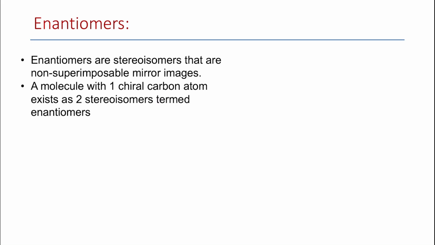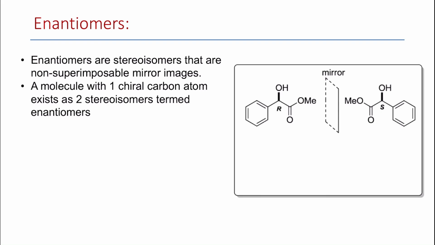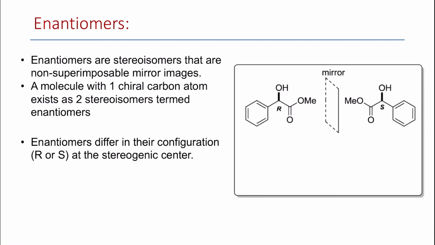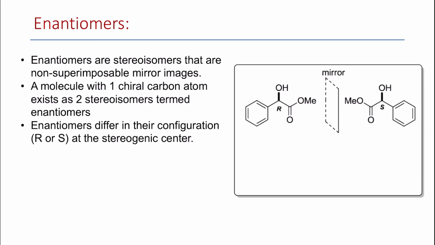Enantiomers are stereoisomers that are non-superimposable mirror images. Normally, when a molecule has one chiral carbon atom, it has two stereoisomers. They are termed enantiomers. The chiral carbon atom is a carbon atom that has four different groups attached to it. We can have one of two possible configurations depending on the arrangement of the different groups as we give them priority. So they can be either S configuration or R configuration.